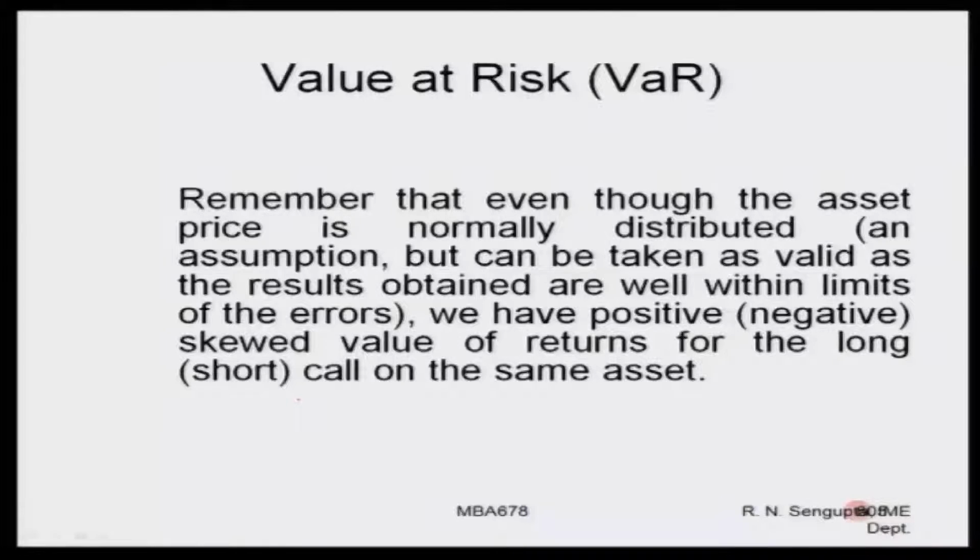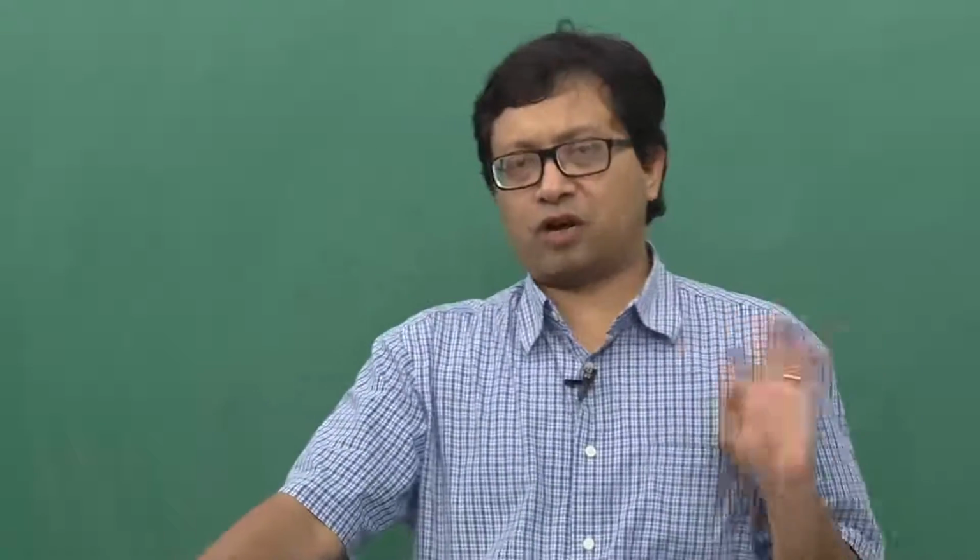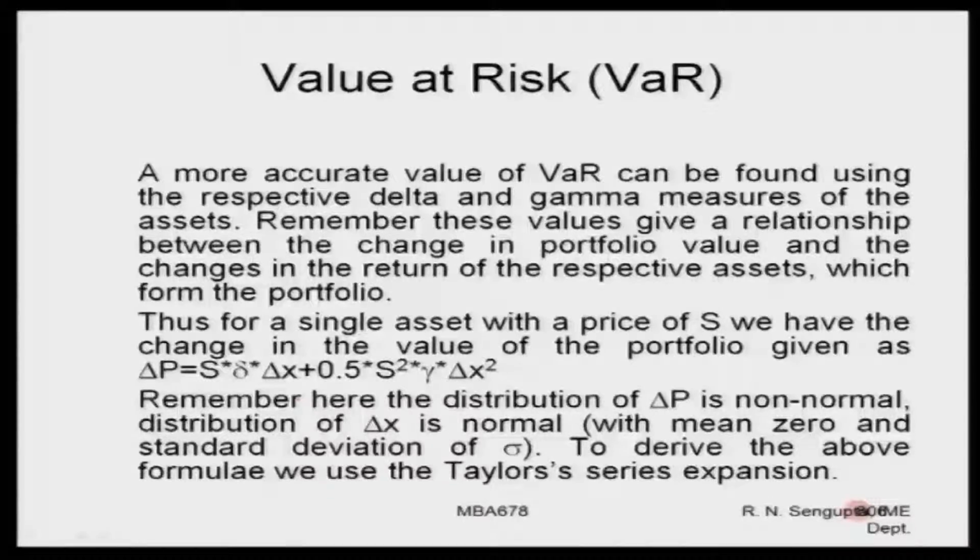Remember that even though the asset price is normally distributed, an assumption, it can be taken as valid as the results obtained are close to the actual reality. We have positive or negative skewed values of the return for long and short call on the same asset. Now, it is coming into the picture that as you have the long and short call, and if the losses and the gains are considered in the realistic sense, then it will have a skewed distribution and not a normal or a symmetric distribution as we have been considering till now. A more accurate value of VAR can be found out using the respective delta and gamma values.